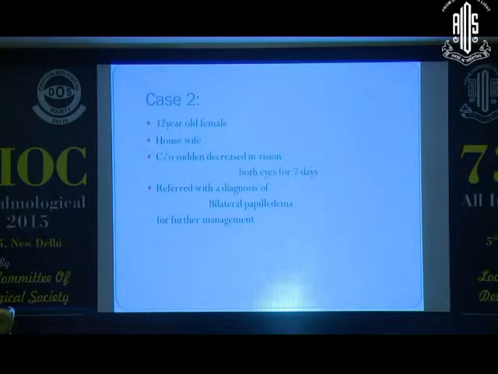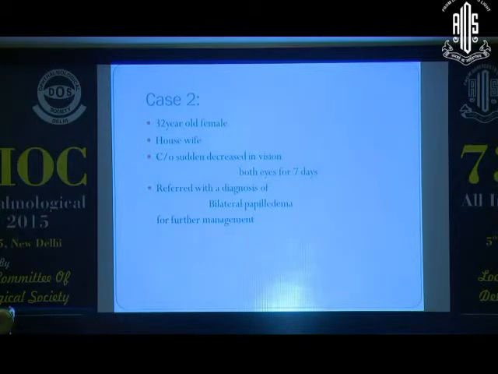Coming to the second case, this was a 32-year-old female housewife, who came with complaints of sudden decrease in vision in both eyes for 7 days, referred with a diagnosis of bilateral papilledema for further management. Can someone comment on what is wrong in this slide? Until and unless we know there is increased intracranial tension, we cannot label something as papilledema. Anything else? We cannot say it is bilateral because papilledema itself means bilateral.